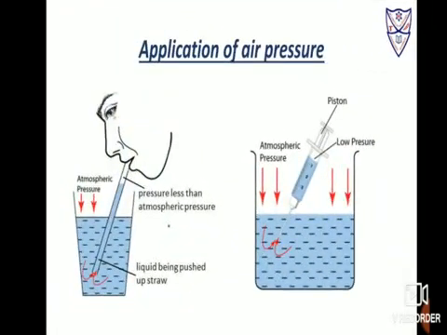Now students, let us discuss the application of air pressure. So first is the drinking straw. When we suck air at the upper end of the straw with our mouth, the pressure of the air inside the straw is reduced, but the pressure acting on the surface of the fruit juice is equal to atmospheric pressure. So the greater atmospheric pressure acting on the surface of the fruit juice pushes the fruit juice up into the straw to our mouth.